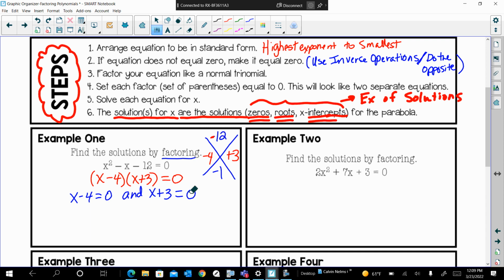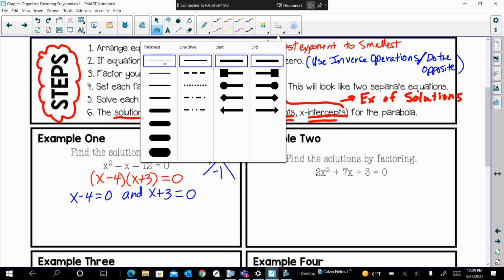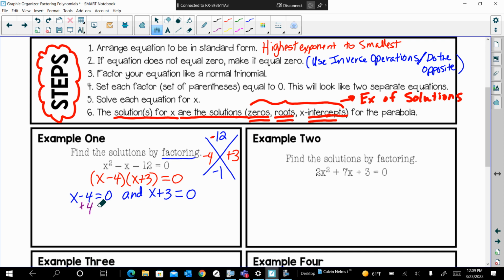We're going to set each set of parentheses equal to 0. Now, you're going to see a pattern here. You don't have to do this step once you start realizing what happens. You'll realize how to get to the answer, to the solution. But to solve for x, we would have to do the inverse operation. So if this is minus 4, the opposite of subtraction is what? Addition. So we're going to add 4 to both sides to isolate the x. This would be x equals a positive 4 answer. That's what we're solving for.